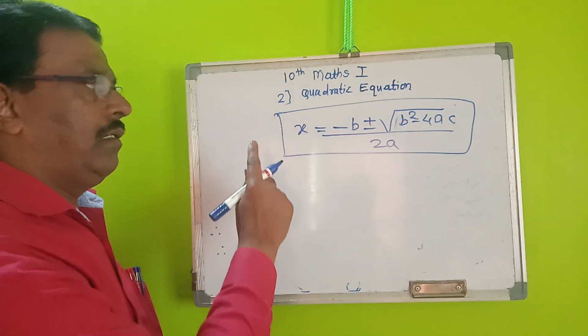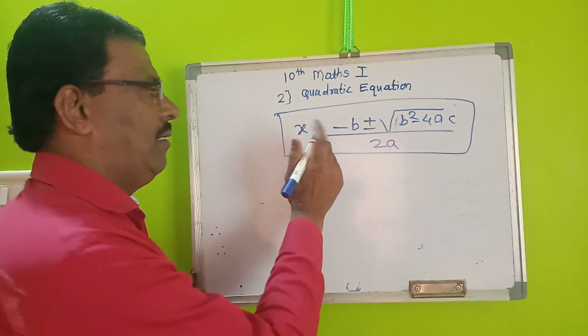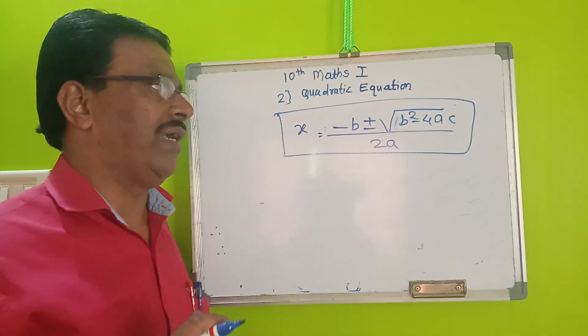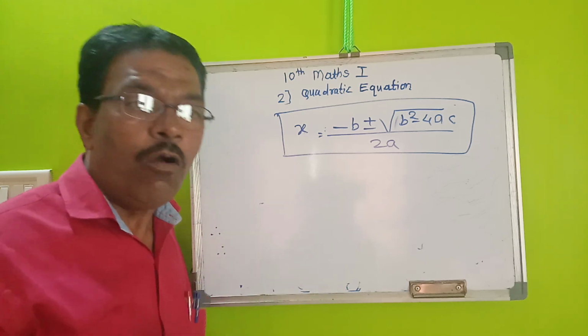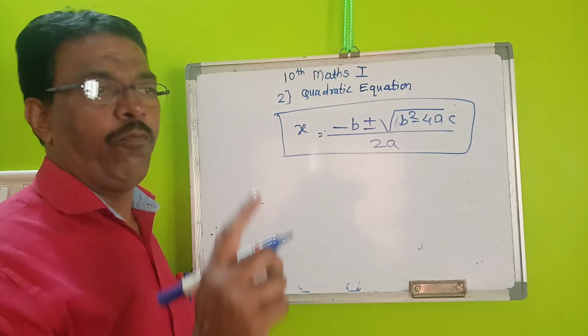What is that? x is equal to minus b plus minus square root of b square minus 4ac upon 2a. One more question for board examination is there, for 1 mark.